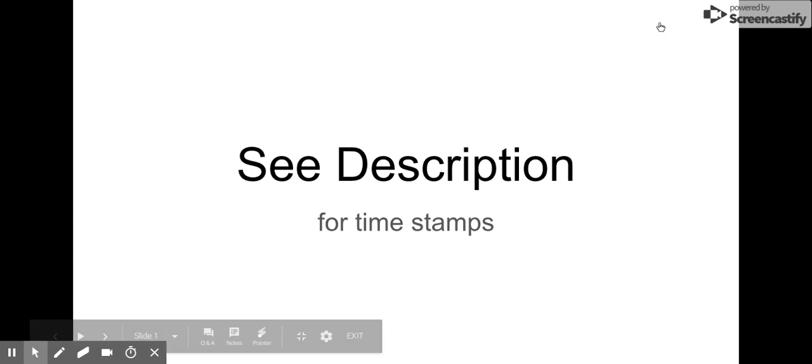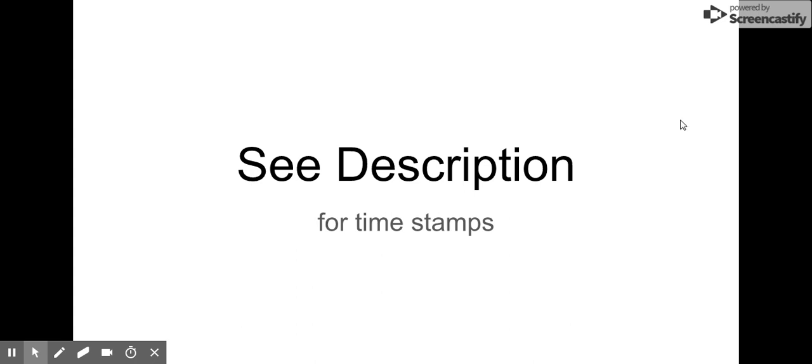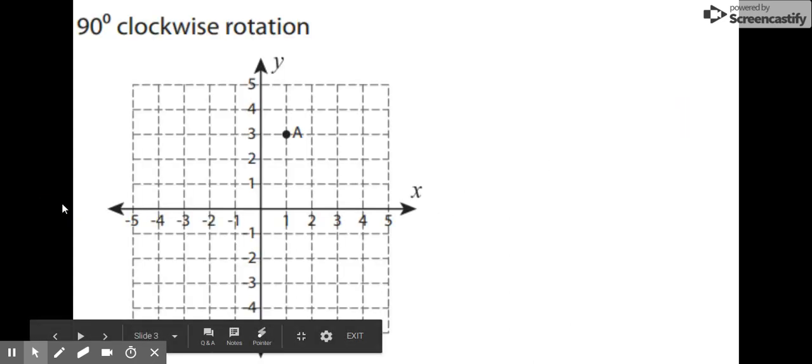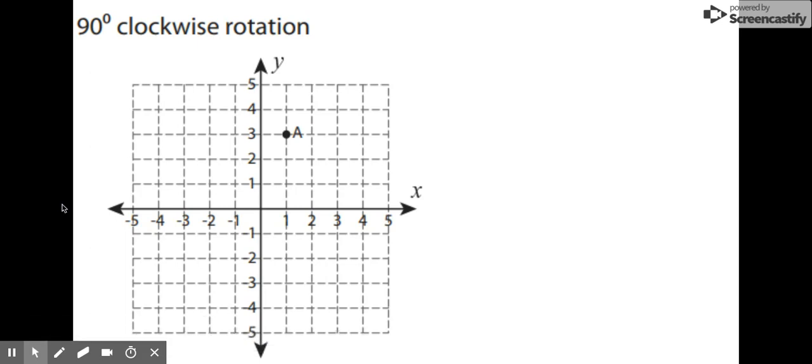We're going to focus on rotations that are 90 degrees clockwise, 90 degrees counterclockwise, and also 180 degrees. We're going to first look at 90-degree clockwise rotations. And to start, we're just going to focus on rotating a single point 90 degrees clockwise about the origin.